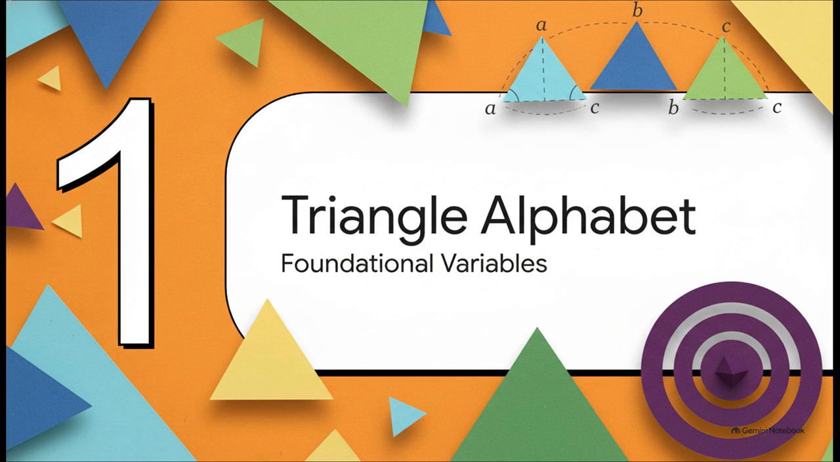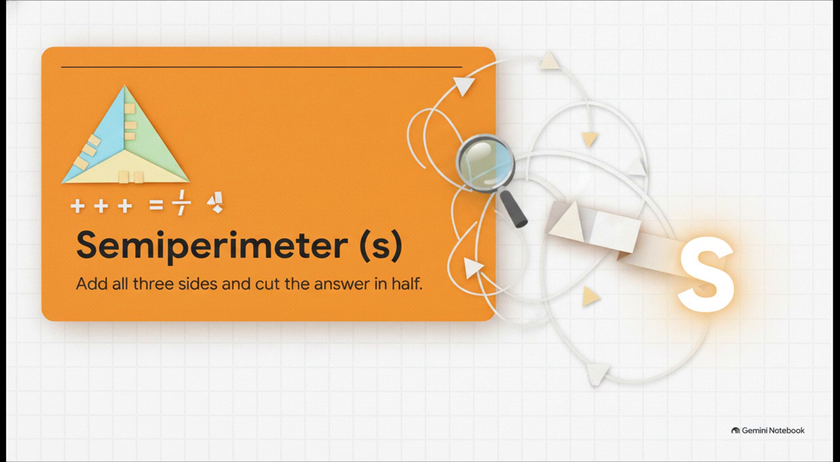Section 1, the triangle alphabet and our foundational variables. Right, so before we can speak any language, we actually need some letters, right? In our triangle alphabet, lowercase letters, little a, b, and c, represent physical sides. Uppercase letters, big A, B, and C, represent their opposite angles. But our true foundational anchor is this concept of the semiperimeter. It's represented by a lowercase s. And the definition is just beautifully simple. You literally add all 3 sides together and cut the answer in half.